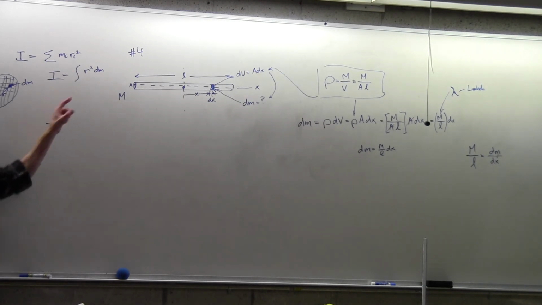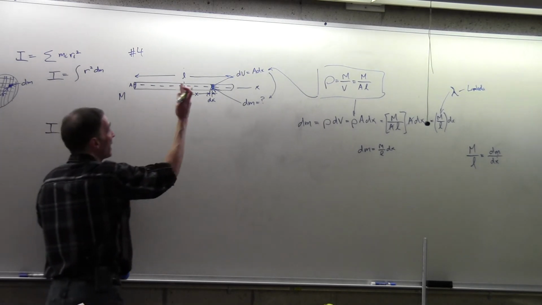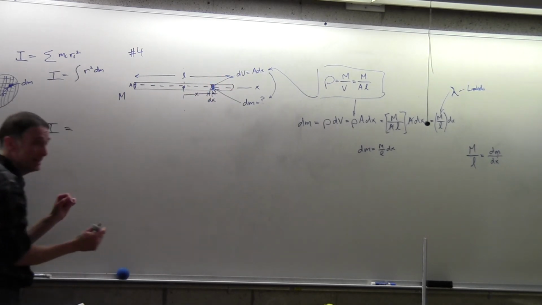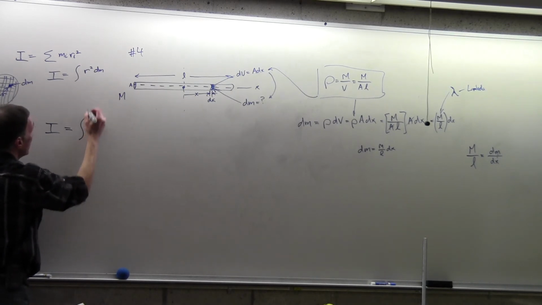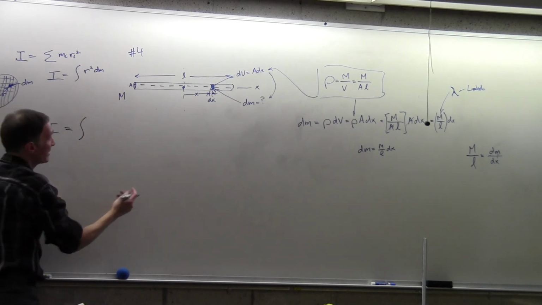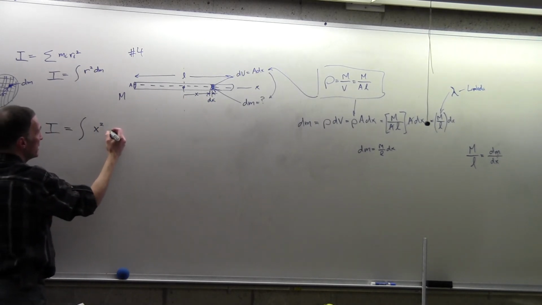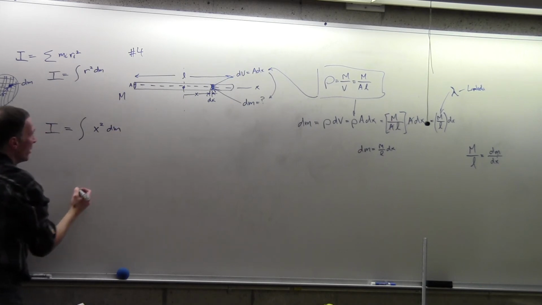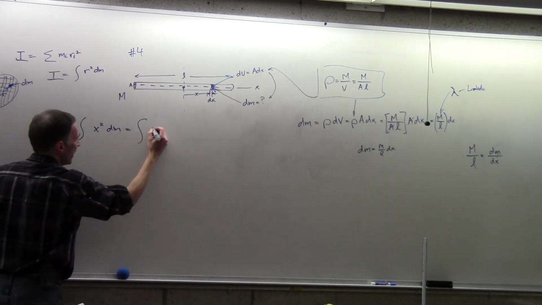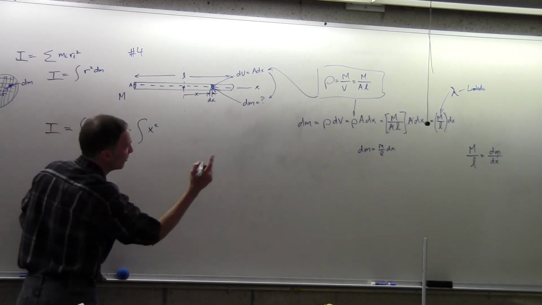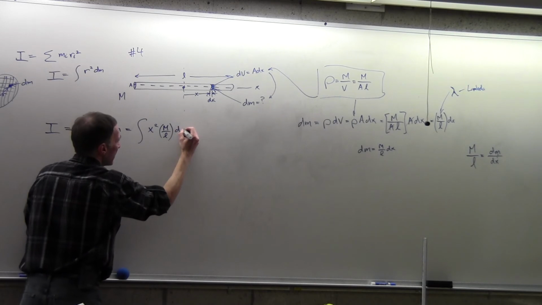Okay, let's go back to the calculation. Now, the moment of inertia, I need to add up the inertias of all the little pieces. And as I do that, I'm going to sum. This is going to be r; in this case, the radius is going to be x, so x squared. The dm, let me go one more step here. My dm was m over L dx.